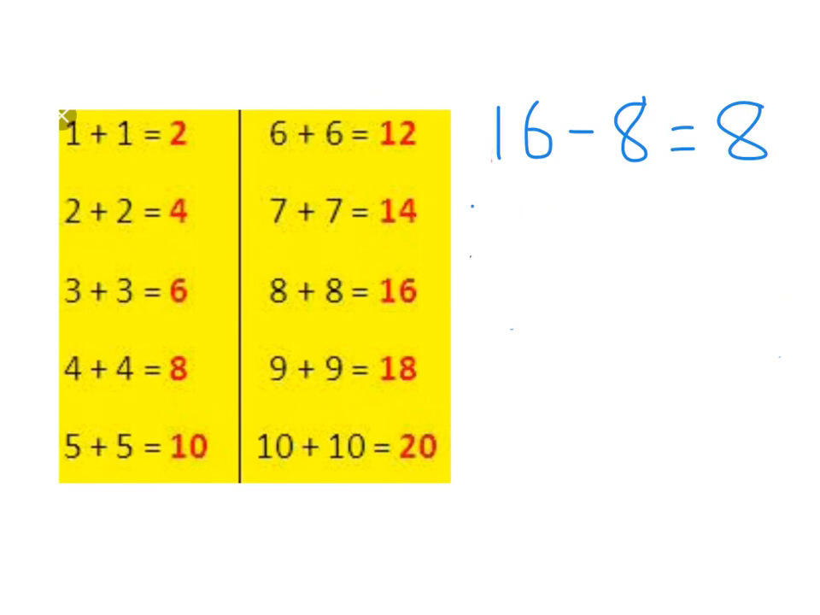What if my question was 16 take away 7? Now I can use my doubles knowledge to help me with this. So if I knew that 16 take away 8 equals 8, then 16 take away 7 must equal 9, because here I am taking away one less, so my answer is going to be one more, because it's subtraction.